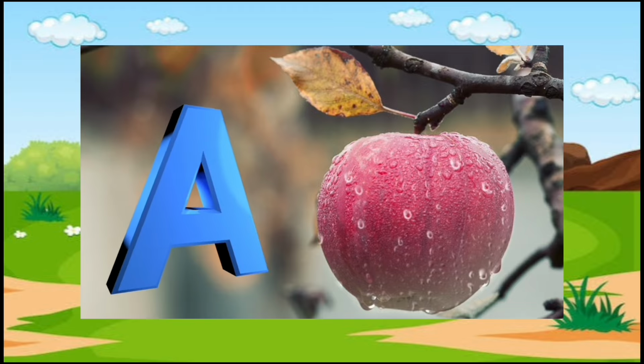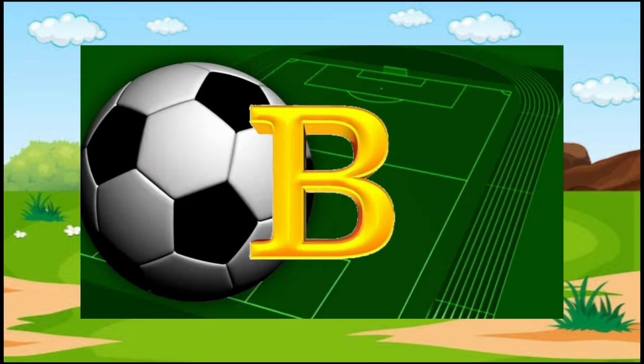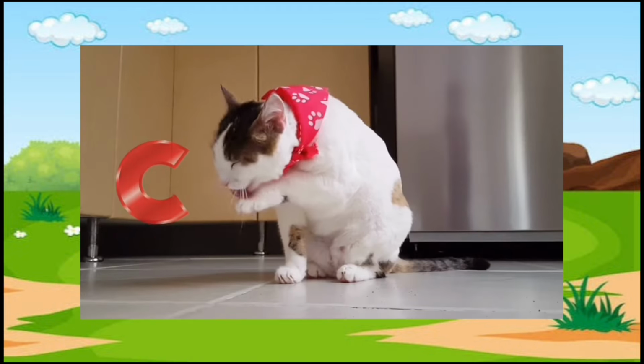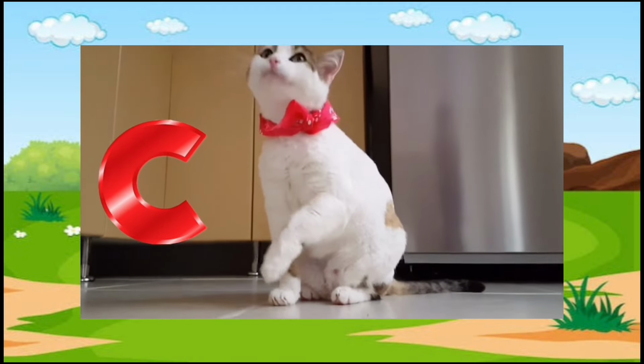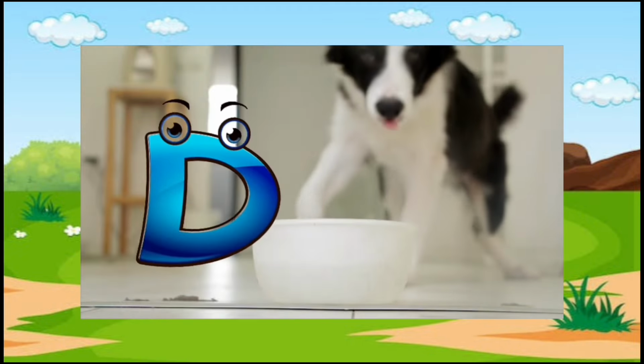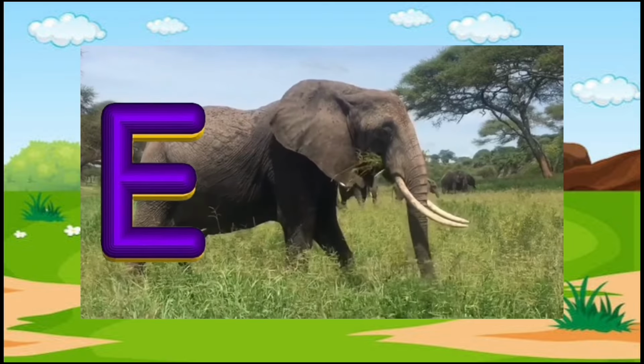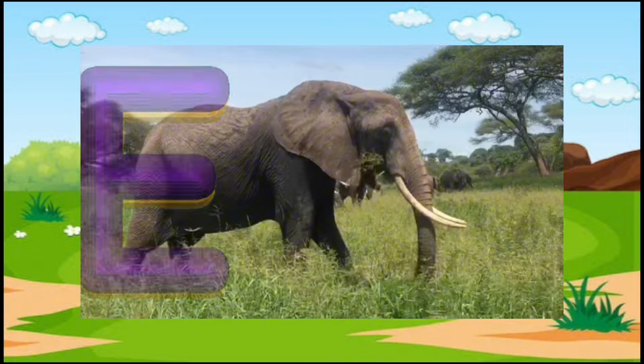A for apple, a a a. B for ball, ba ba ba. C for cat, k k k. D for dog, d d d. E for elephant, e e e.